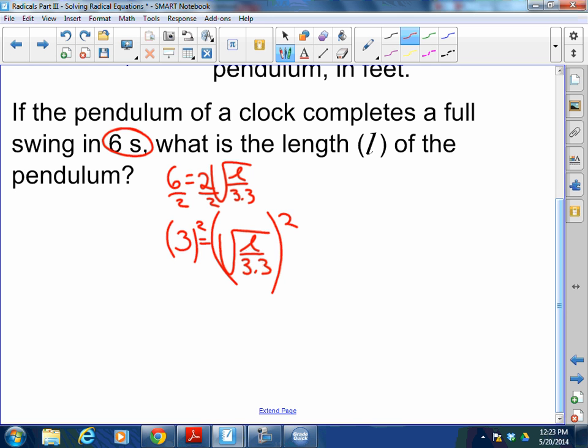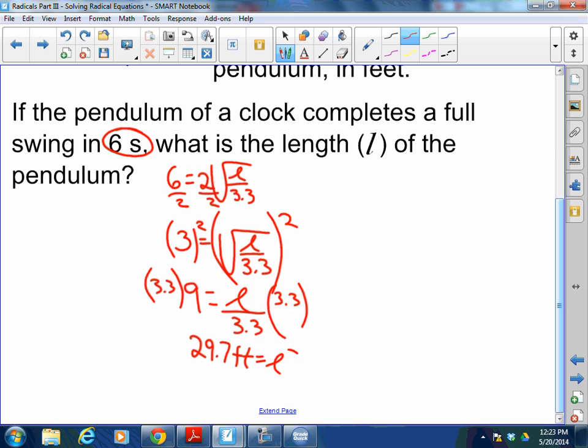You square it. 9 equals L over 3.3. How do I solve for L? By multiplying 3.3 to both sides. That's going to give me 29.7 feet equals L.